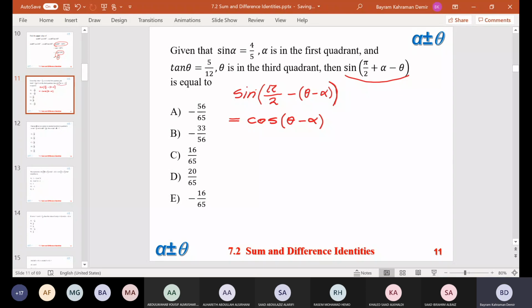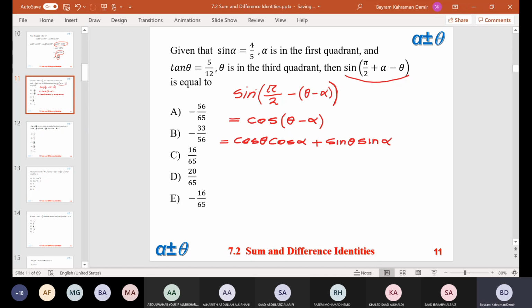After that, I'm sure you guys are remembering the cosine formula. It's cosine of theta, cosine of alpha, and then plus sine of theta and sine of alpha. Correct?